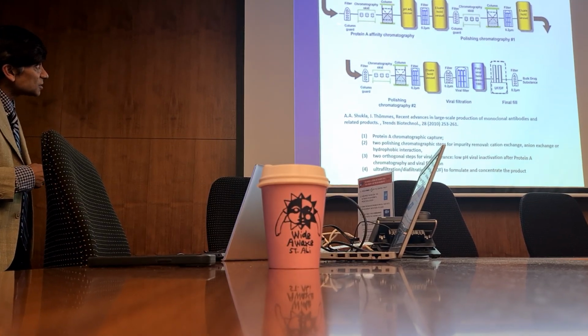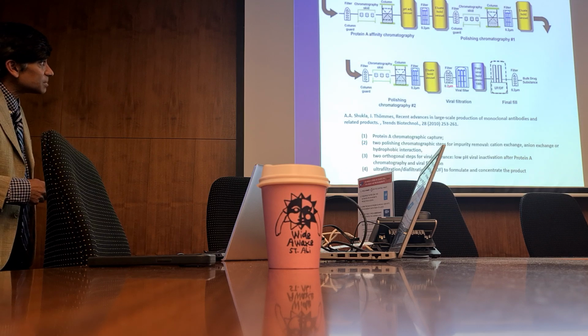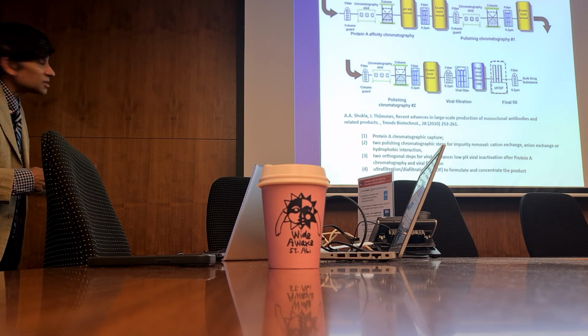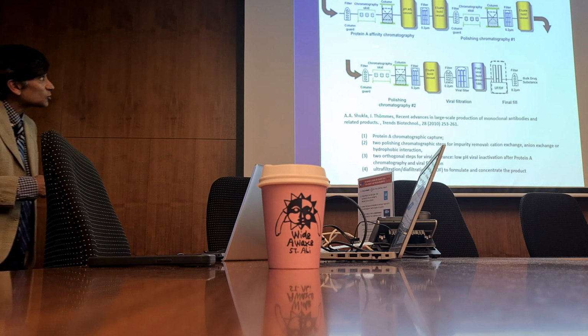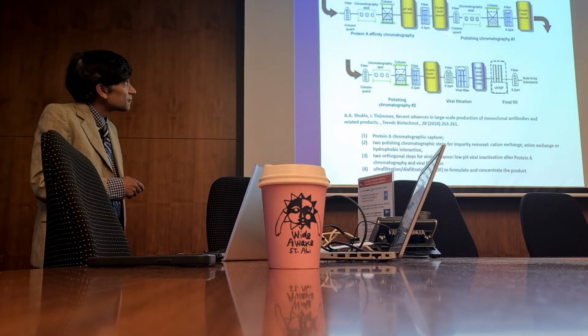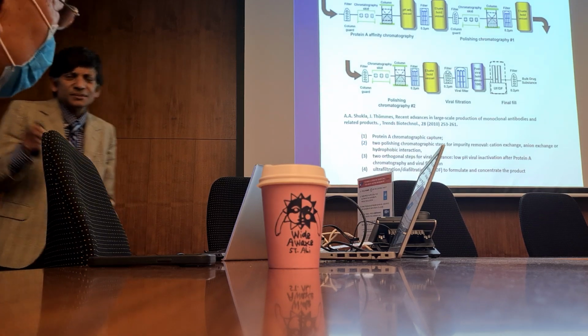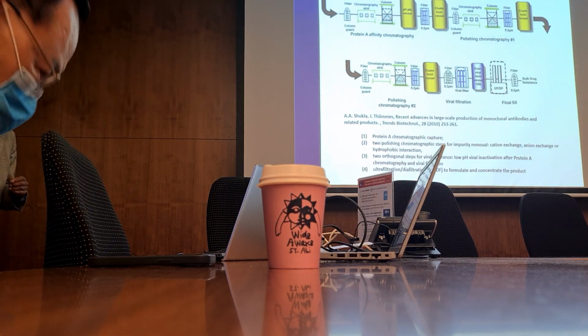Before I talk about that, here's the downstream purification platform in more detail. Just in case you may not know that much about it, you get your clarified feed coming in. Typically there's a so-called capture step, protein A chromatography, and there are two polishing chromatography steps. That's typically what one would find.